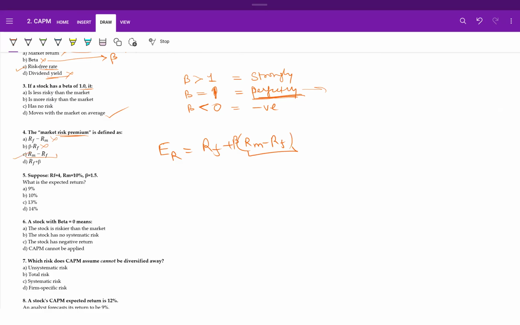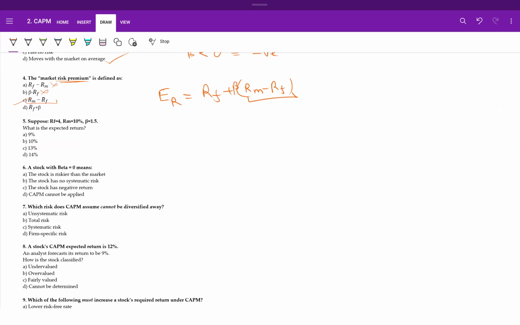Question number five: the risk-free rate is 4%, RM is 10%, beta is 1.5, and we subtract the risk-free rate again, 4%. So 4 plus 1.5, we multiply it by 6.